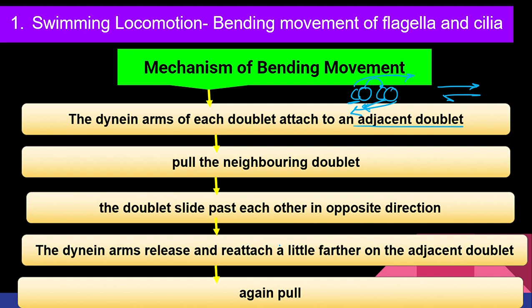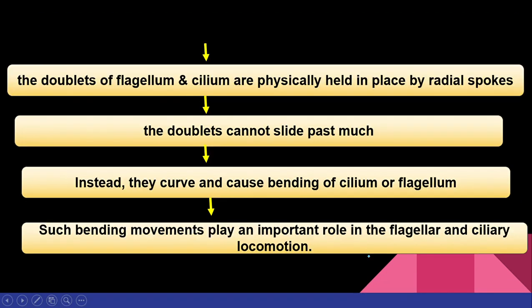The dynein arm releases and reattaches. Once that pulling is done, the dynein arm will detach and attach to another binding place, and this will help in further sliding movement, right? So see here, it will reattach a little farther on the adjacent doublet and pull again. The doublets of flagellum and cilia are physically held by radial spokes. How is the radial spoke? It is elastic. So due to its elastic nature, what will happen?